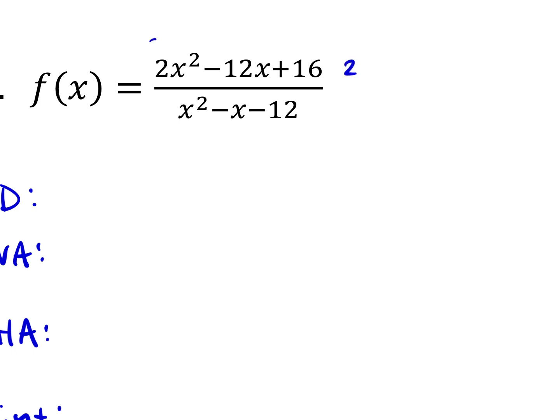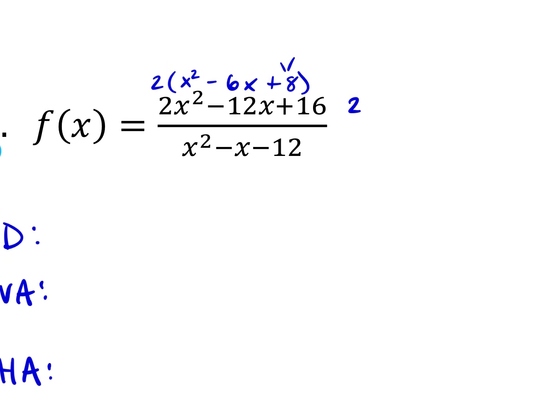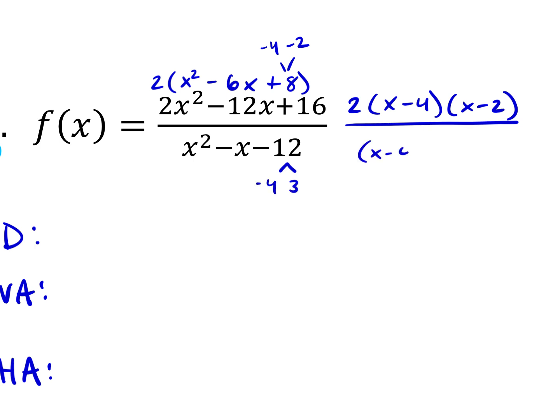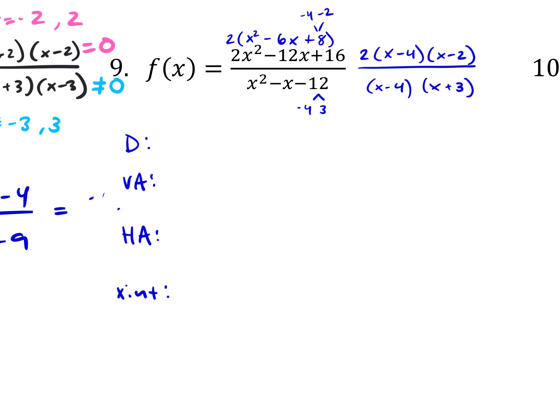When we divide out the 2, we're left with x squared minus 6x plus 8. What are two factors of 8 that add to negative 6? Negative 4, negative 2. So x minus 4 and x minus 2. On the bottom, what are two factors of 12 that add to negative 1? Negative 4 and 3. So we have x minus 4 and x plus 3. Is there a hole?